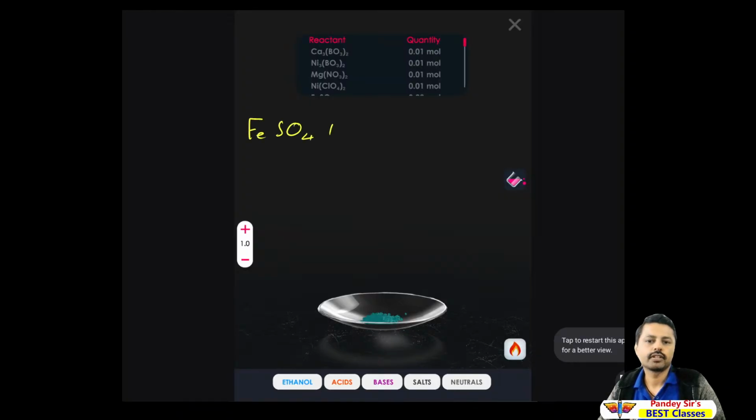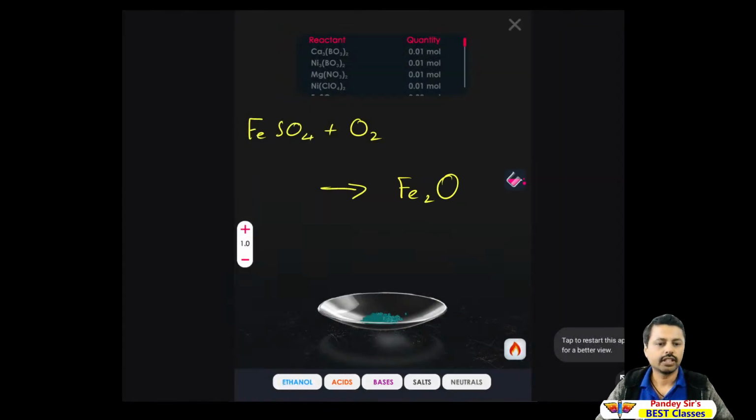FeSO4 plus O2 gives you Fe2O3 and SO2 and SO3. So these are the gases that get evolved, and the color is due to this.